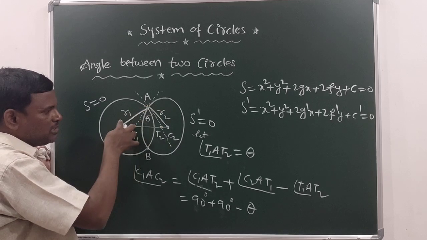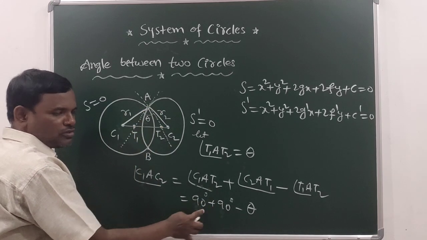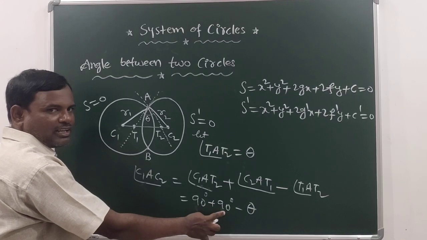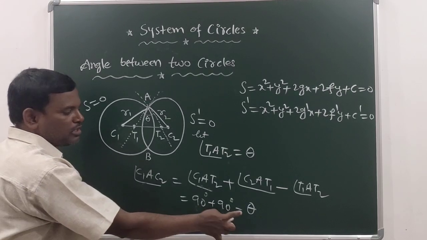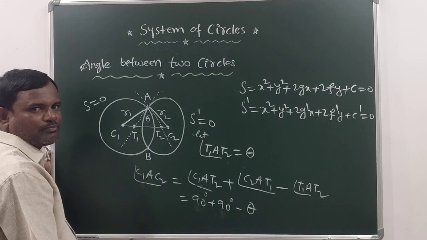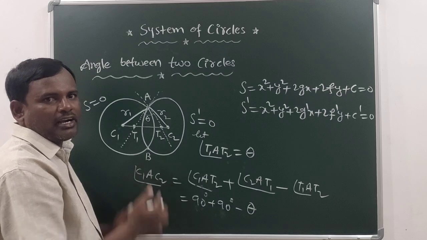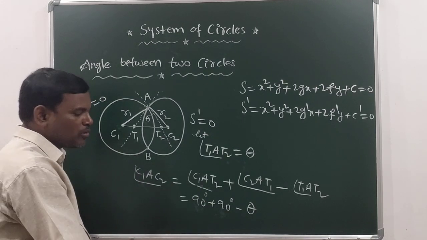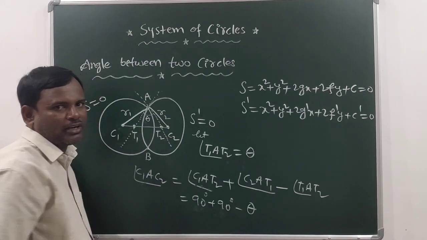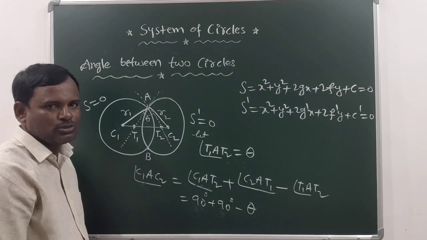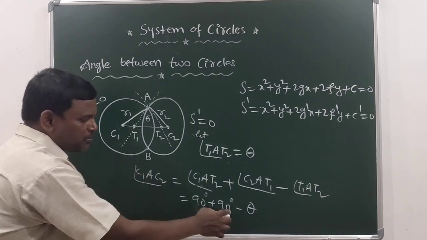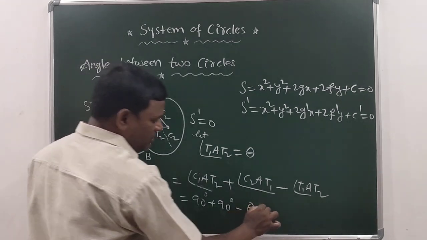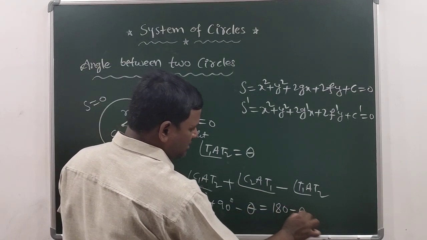And next I took this 90 degrees. So in both, this theta is a part. But I want to consider it only one time, and here it is included 2 times, so I am subtracting 1 time. Added means here theta is included 2 times, but I want to consider only 1 time now, so that 1 time I have subtracted. You know that principle of inclusion and exclusion. The same principle I followed here. I got angle C1AC2, which is equal to 180 degrees minus theta.